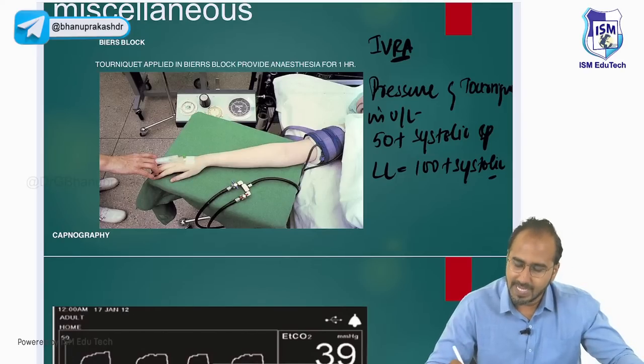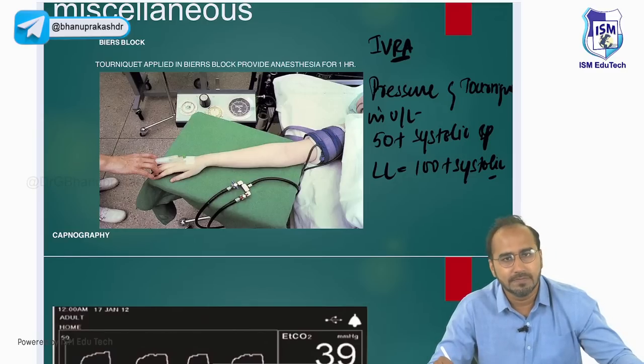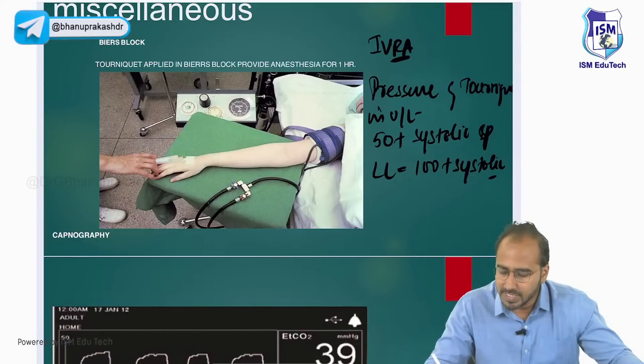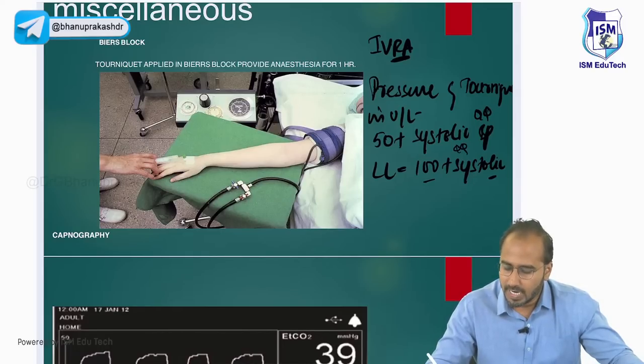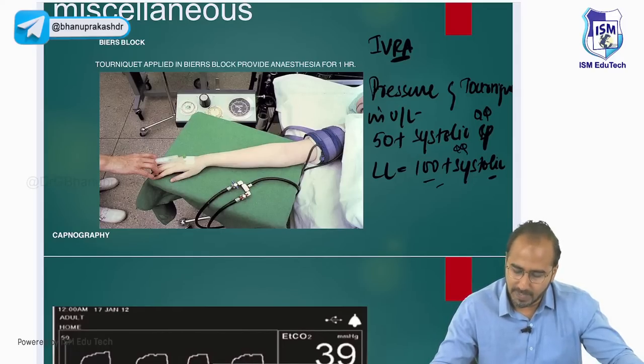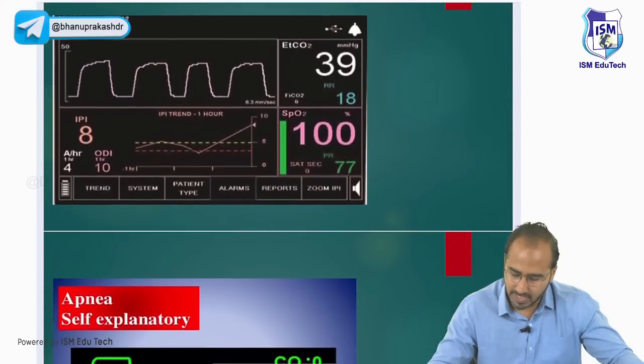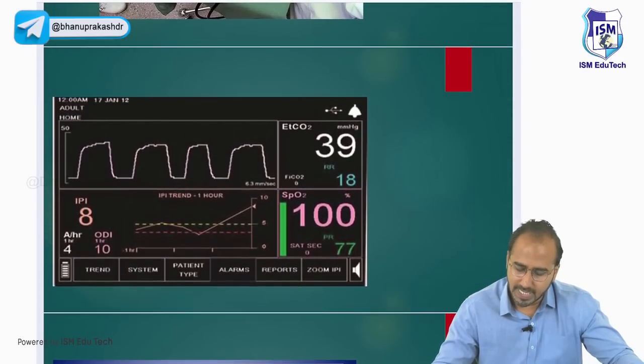So remember IVRA. IVRA is a technique that is used for limb surgeries. It could be upper limb or lower limb surgeries. For upper limb, what's the pressure, guys? 50 plus systolic. For lower limb, what's the pressure? 100 plus systolic.